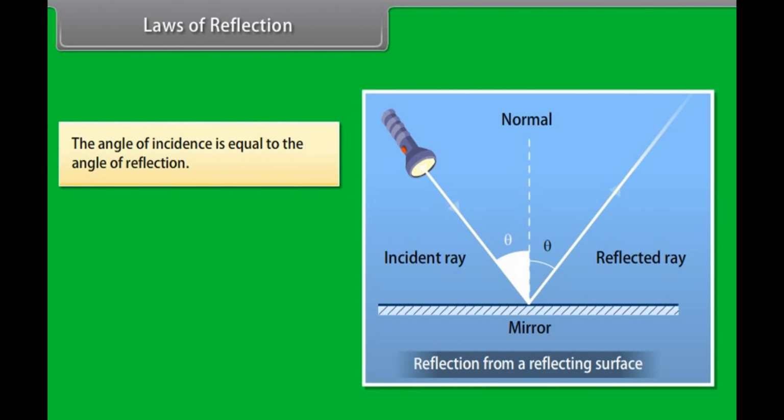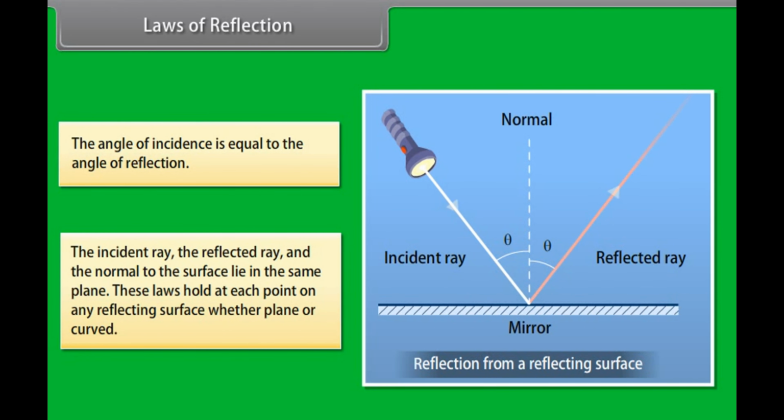Laws of reflection. The angle of incidence is equal to the angle of reflection. The incident ray, the reflected ray and the normal to the surface lie in the same plane. These laws hold at each point on any reflecting surface, whether plane or curved.